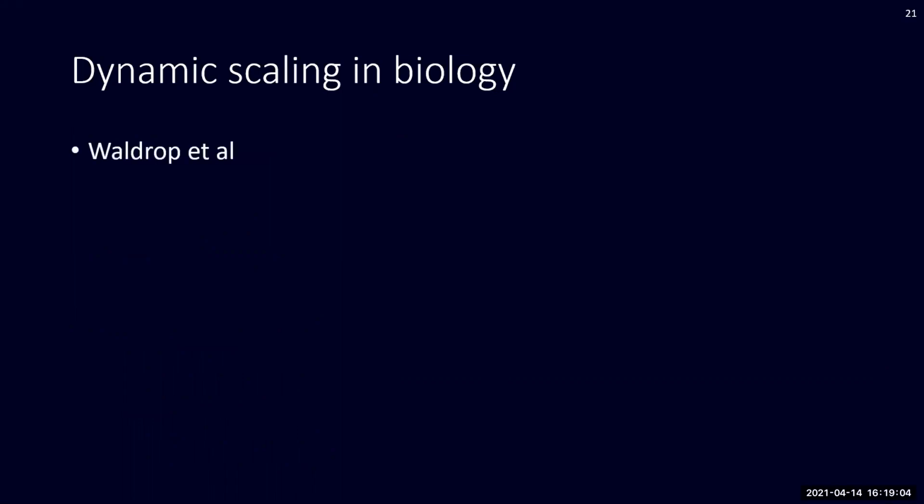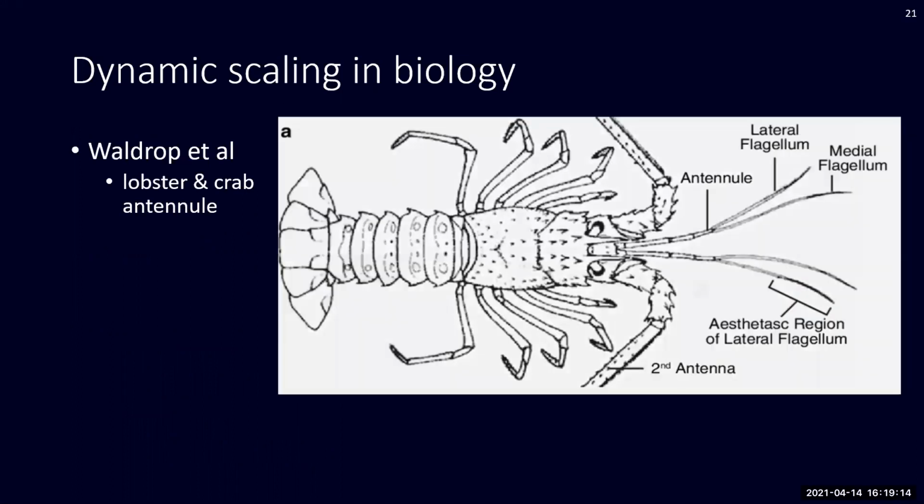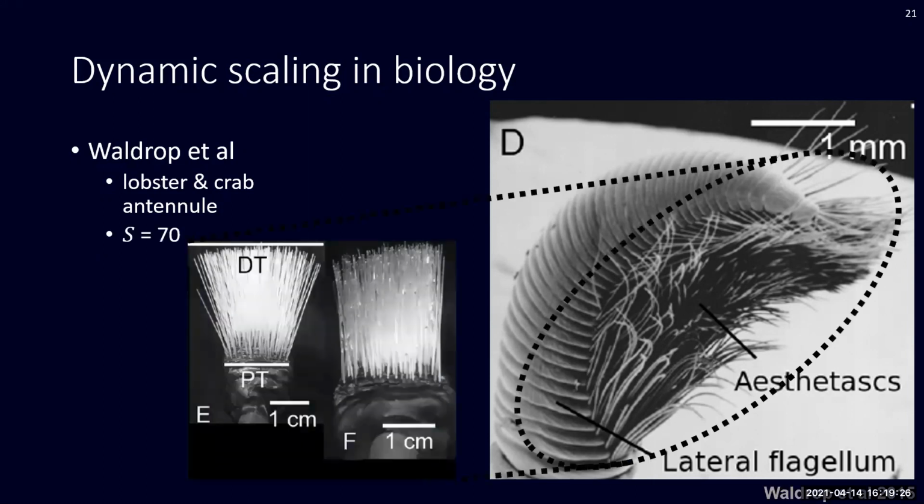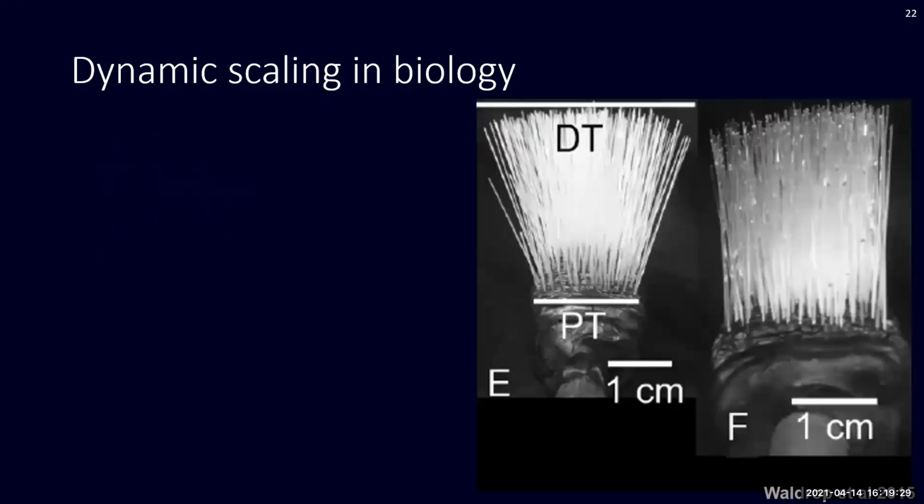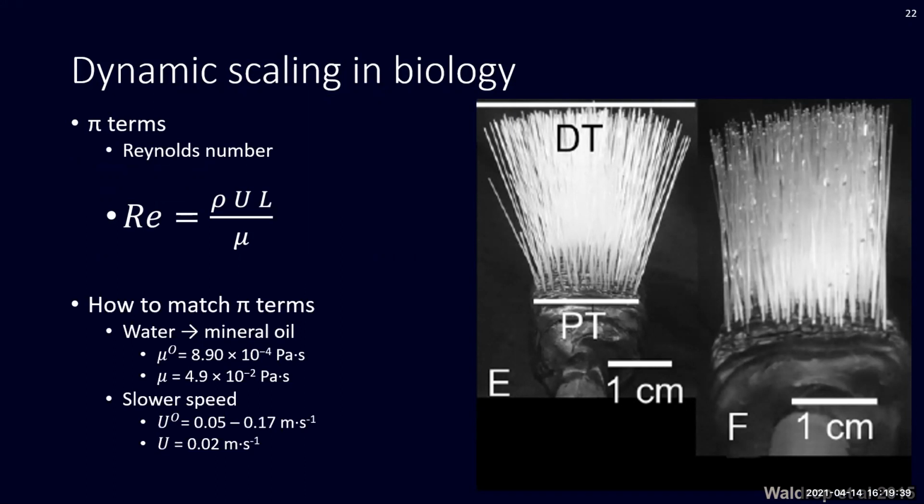Another example is some of the work done by Waldrop et al., looking at lobster and crab antennules. So that's crab here, lobster in this case. And these are the sniffing organs of these organisms, and they wanted to understand how they work at a hydrodynamic level. So they modeled the antennules at a scale factor of 70 and matched the Reynolds number by increasing the viscosity by using mineral oil instead of water, and they use relatively slow speed.